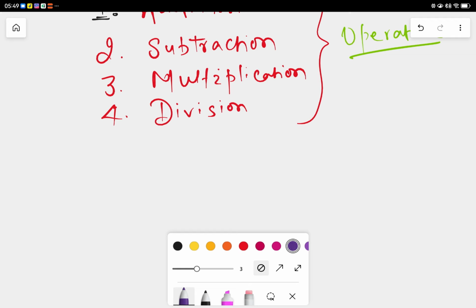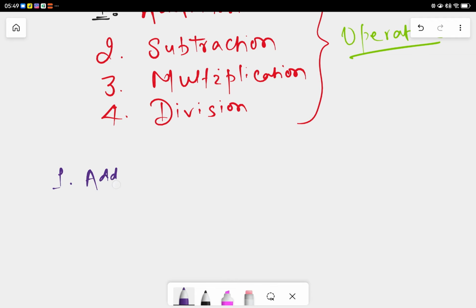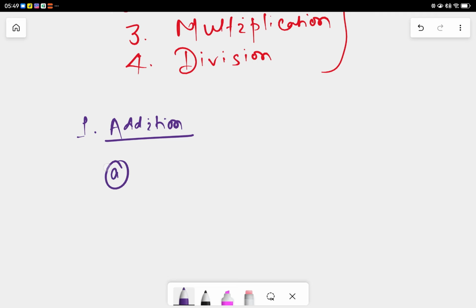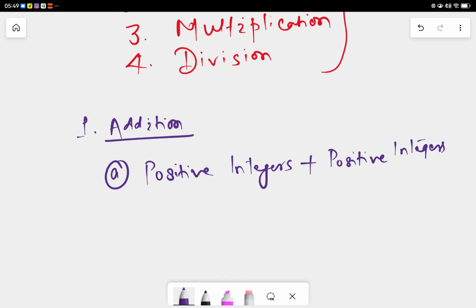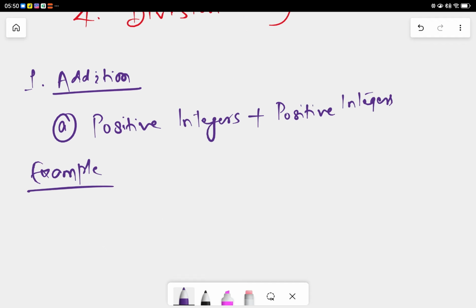The first one we have is addition. Addition is nothing but adding two numbers, and those two numbers can be any integers. The first case we will see is adding positive integers to positive integers. Okay, so for example, we have 4 plus 7. Both of these numbers are positive integers.